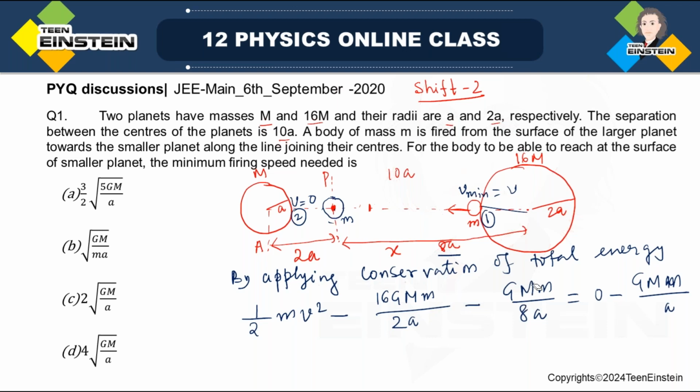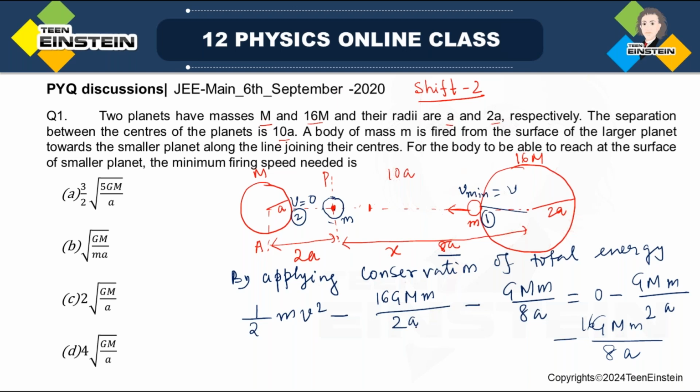Sorry, this is actually 2A only, because as I was saying, you have to consider the point P. Okay, consider the point P. This is 2A. And similarly, from here, I have to calculate potential energy at this much distance due to this bigger planet. So 16 GMm divided by 8A, from the center.